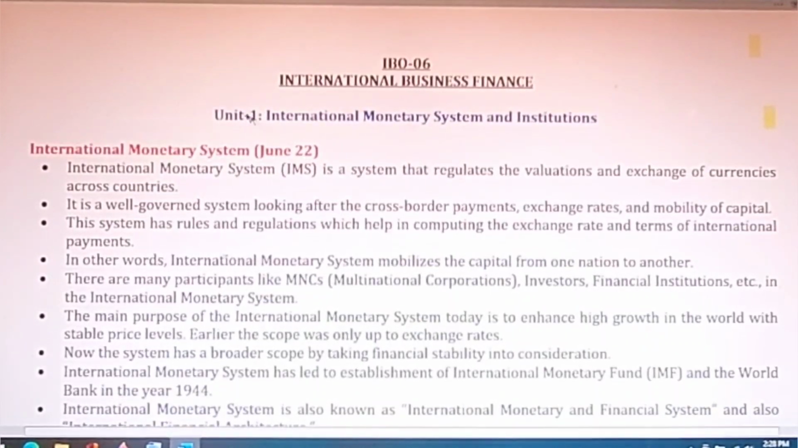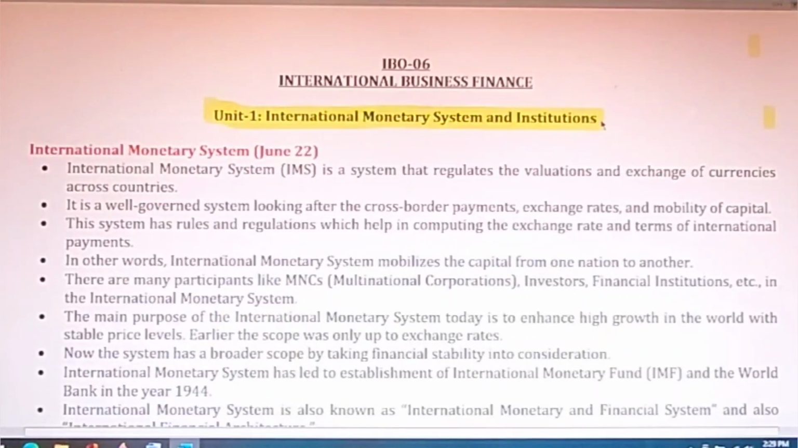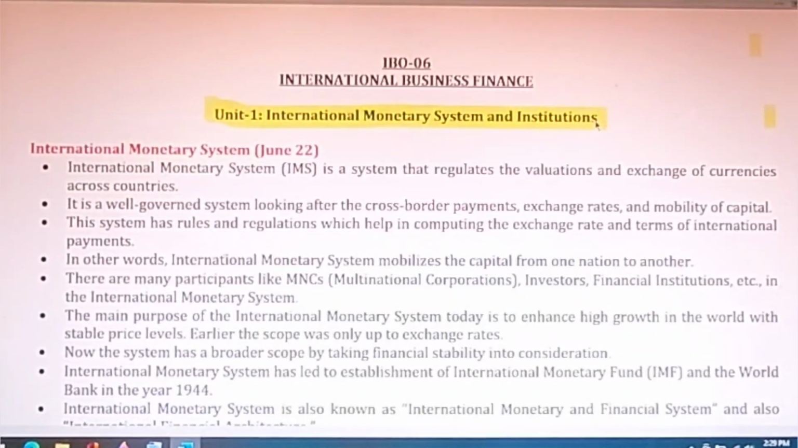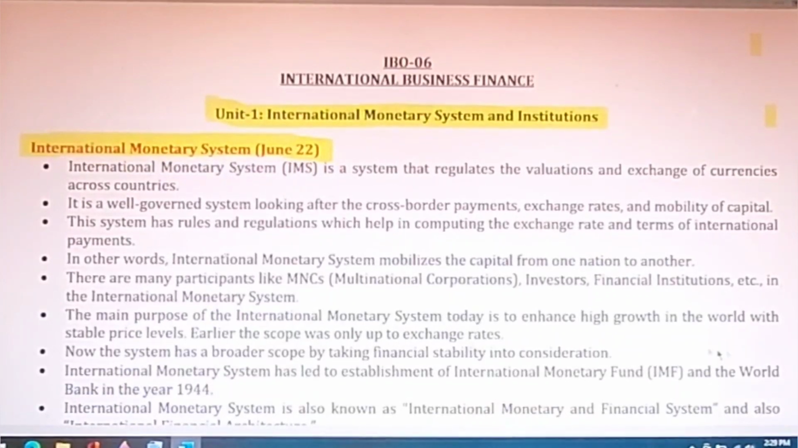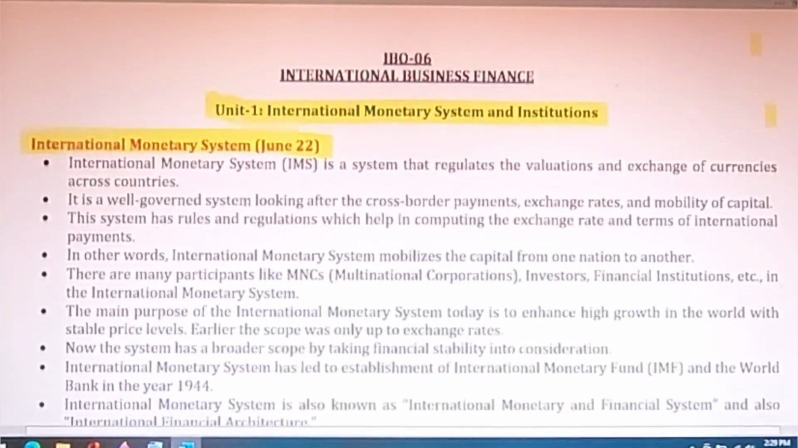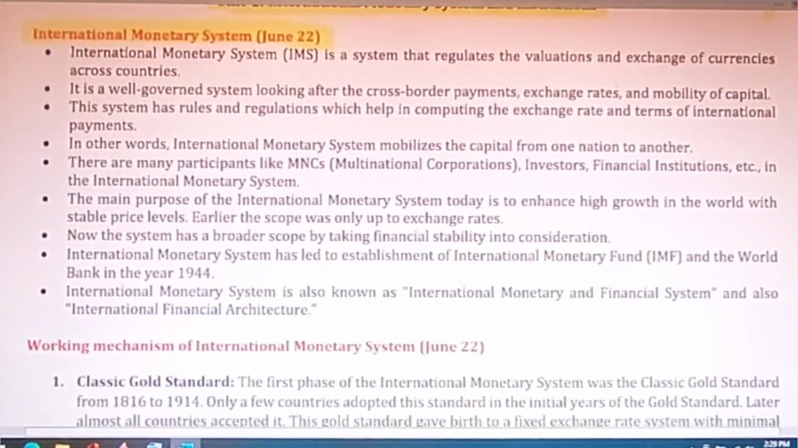So this is unit 1, International Monetary System and Institutions. In this, the first question that I've written in my study material is on the International Monetary System. This question came in the June 2022 examination, so just go through this.